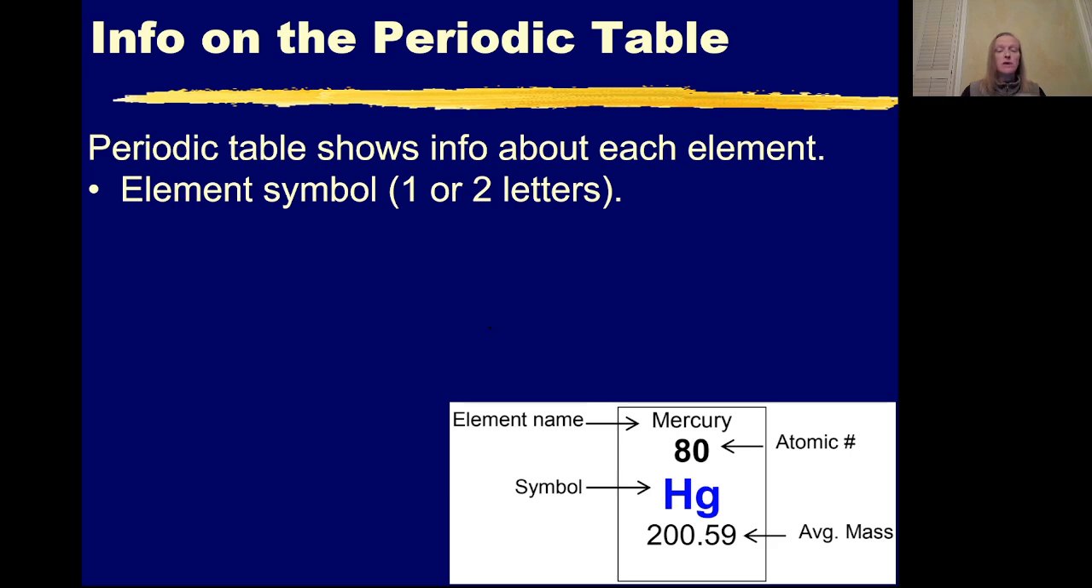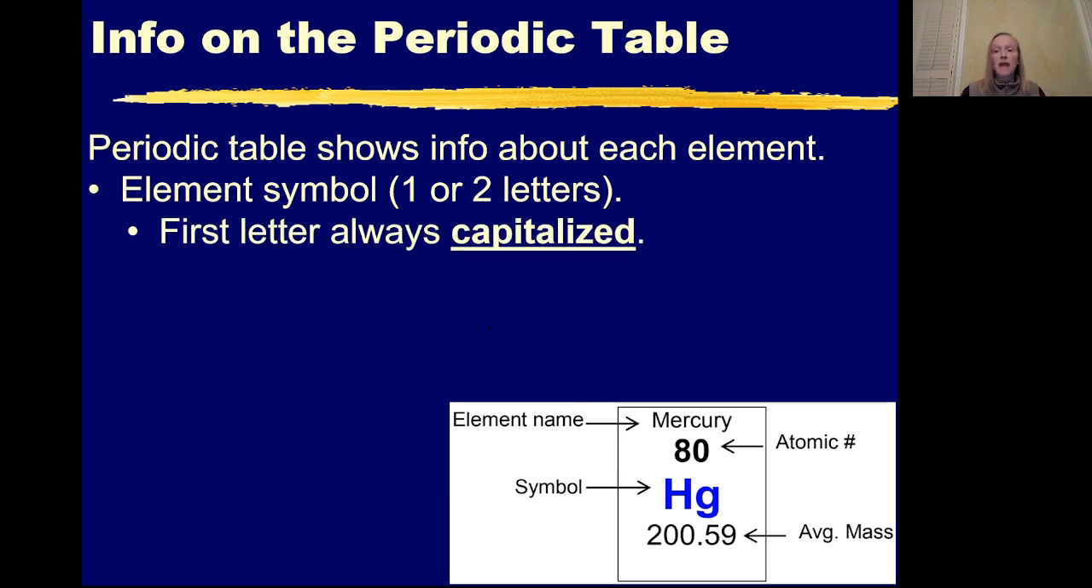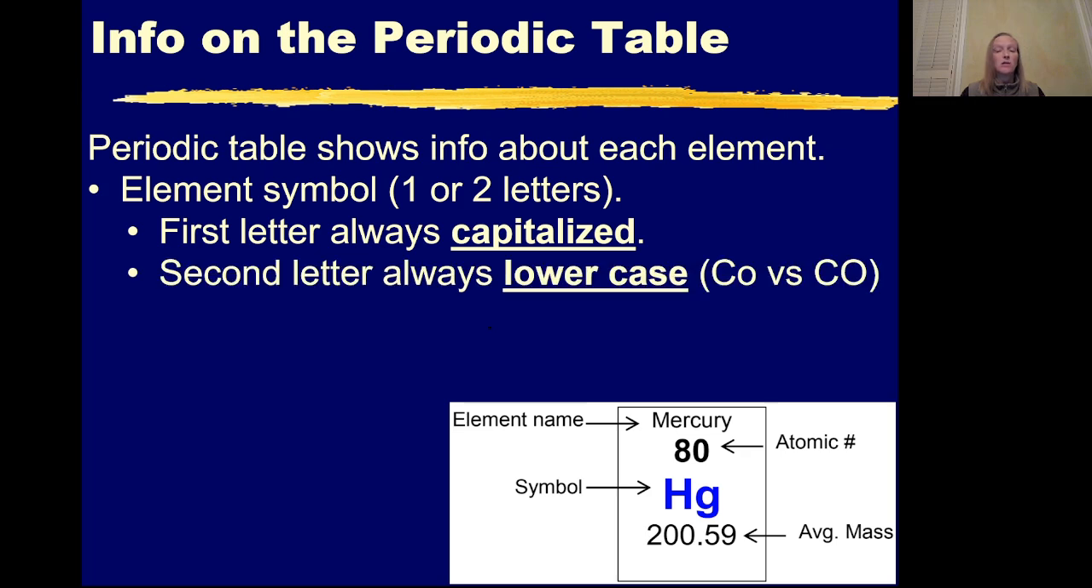The element symbol can be one letter or can be two letters, but the first letter is always capitalized and the second letter is always lowercase. This is important because you always know that you have a new element symbol when you see a new capital letter. So in this example, I have just one element. That element is cobalt because there's just one capital letter.